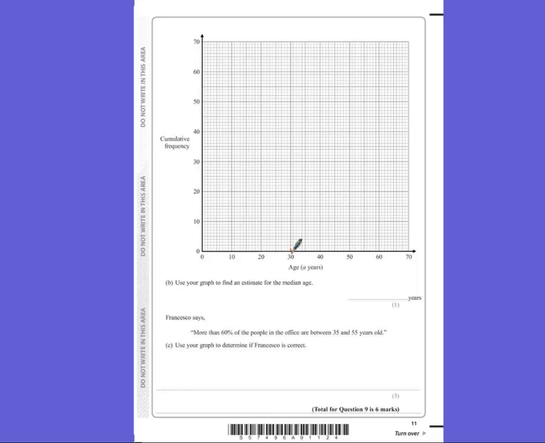So the first one we're going to plot is at 30 years or younger, there were 10 of them. 40 years or younger, there were 26 of them, so as accurate as you possibly can. 50 years or younger, there were 58 of them, which is just there. 60 years or younger, there were 66 of them. And then 70 years or younger was all of them, 70 of them. Now the minimum age was 20 because it starts at 20. So we're going to start at 20 and we're going to draw our curve as accurate as you can up there like that. It says use your graph to find an estimate for the median.